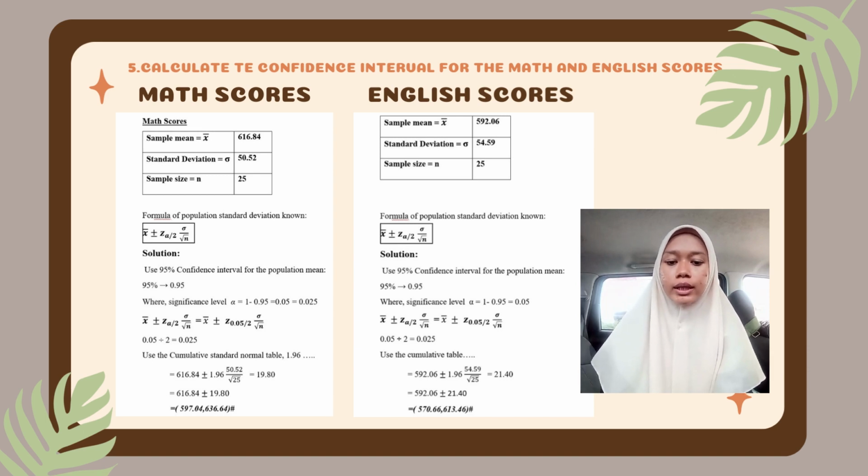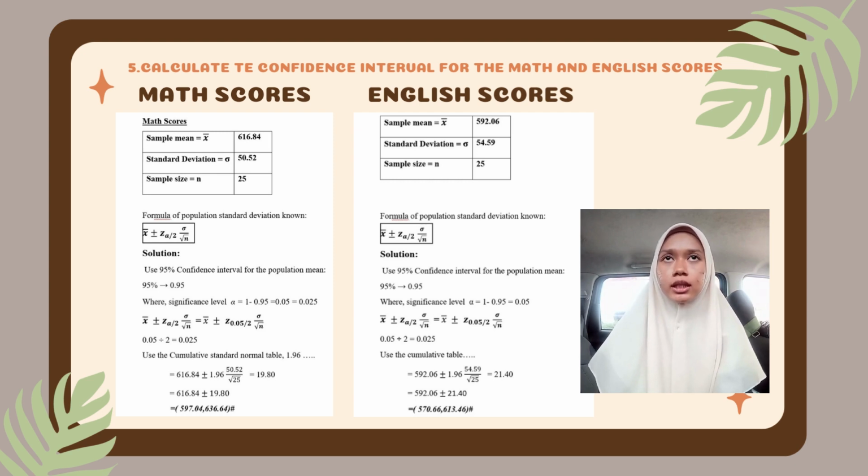After we calculate, we get the answer, which is 599.04 and 636.64, with 95% confidence. The limit range of math score is between 599.04 and 636.64 based on sample data.